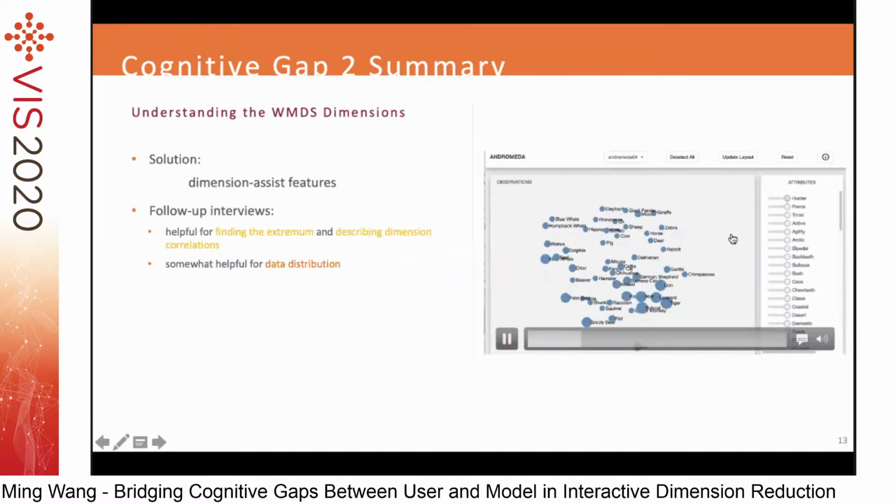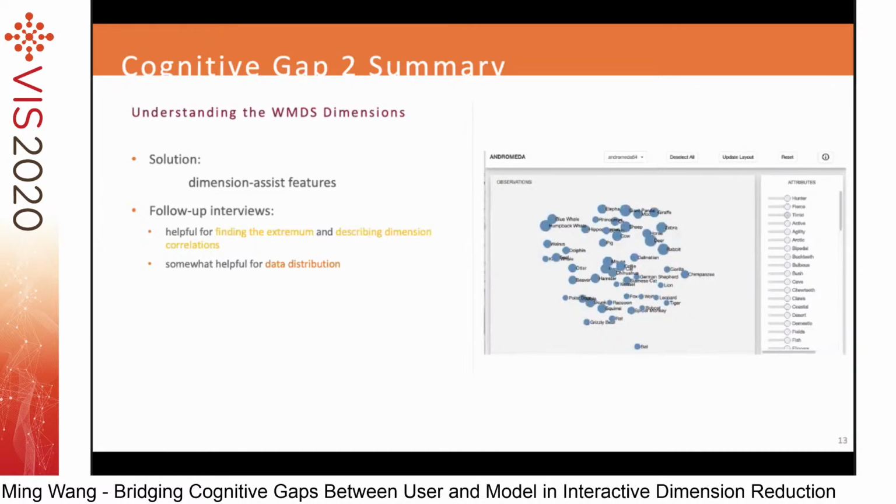So just by hovering on the sliders of hunter, fierce, and timid, they can quickly figure out that the hunter and the fierce have the same relationship, but the timid has the opposite relationship with the other two. However, they think the dimension assist feature is only a little bit helpful for data distribution, especially when a lot of data points overlap with each other, or the variance of the dimension value is not significant.